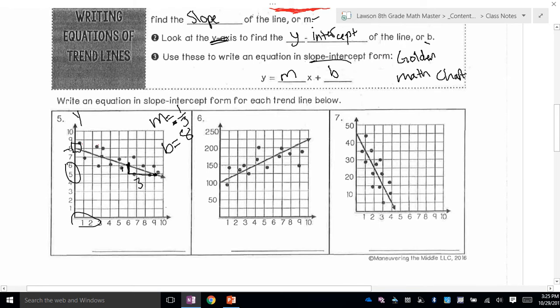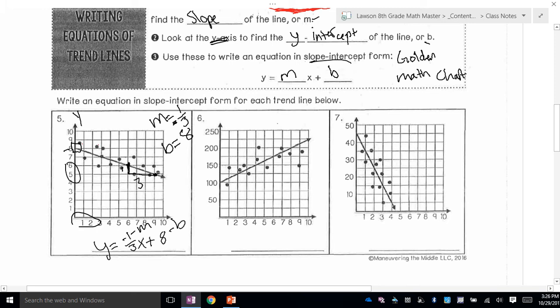Okay, then we're going to take our m and our b and write it in slope-intercept form, which will be y equals negative 1/3 x plus 8. Okay, where this 8 is my b and this 1/3 is my m. Not too bad, right? Moving on to number 6.